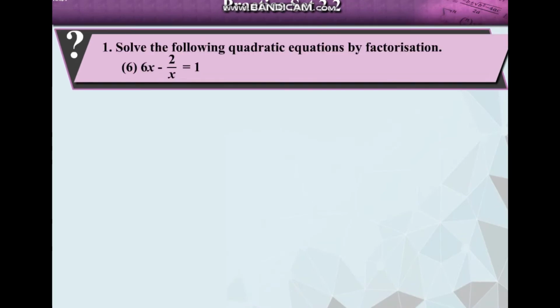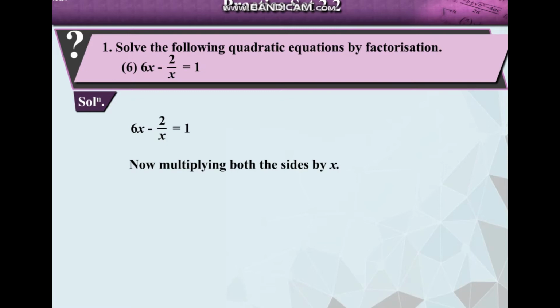Six. 6x minus 2 upon x is equal to 1. Solution: 6x minus 2 upon x is equal to 1. Now, multiplying both the sides by x, 6x square minus 2 is equal to x. Therefore, 6x square minus x minus 2 is equal to 0.